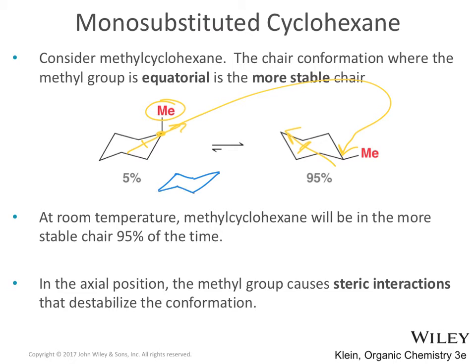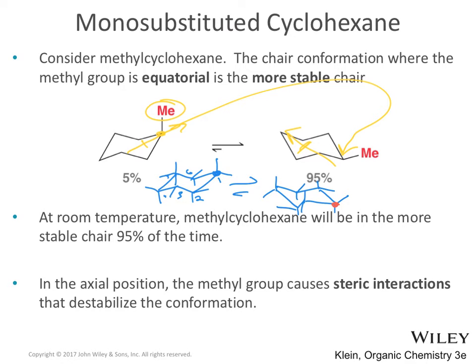So if you draw one chair where you have axial and equatorial on every carbon, where this is 1, 2, 3, 4, 5, and 6. If I do the ring flip, then carbon 1 is now here. So this carbon is now down here after the ring flip.